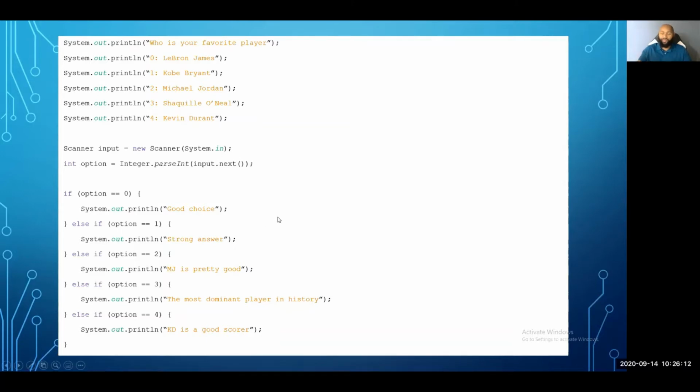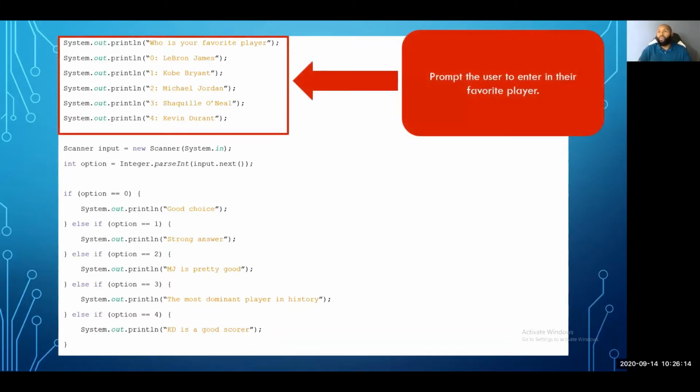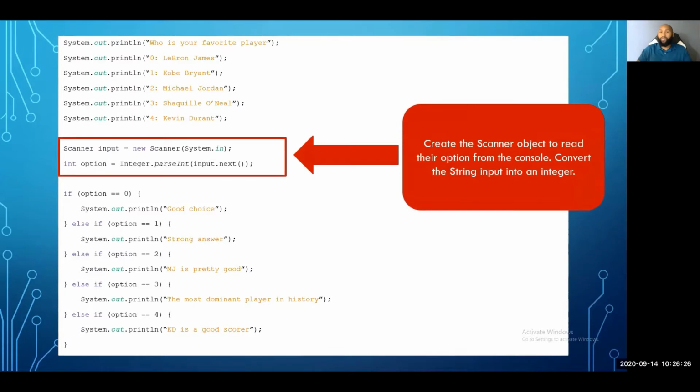So again, how does this program work? Well, first we prompt the user to enter in their favorite player, right? That's our system.outs. We're telling them what to do. That's all we're doing up here. Enter in your favorite player. Next, we create our scanner object and we read that option from the console, being sure to convert that string into an integer.